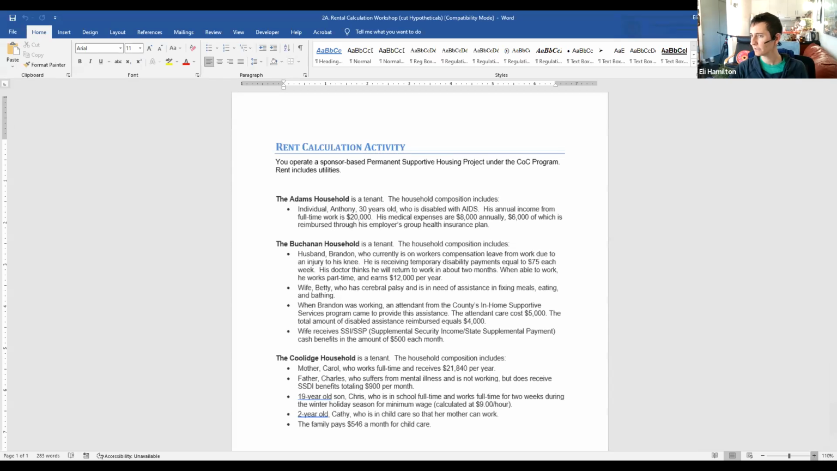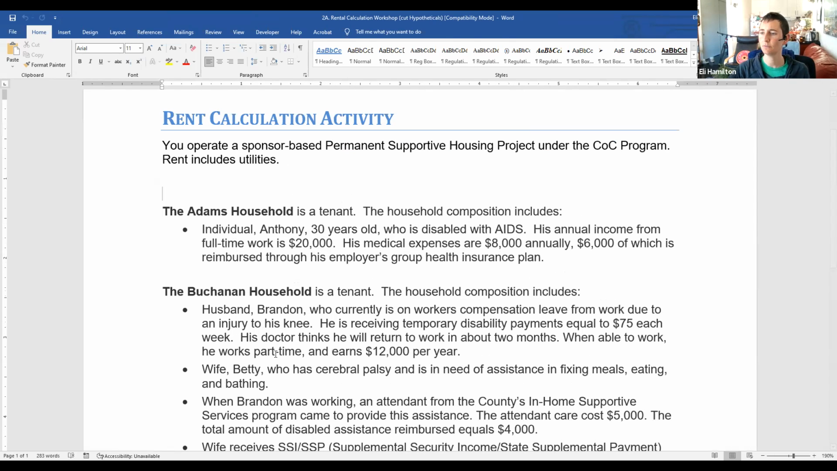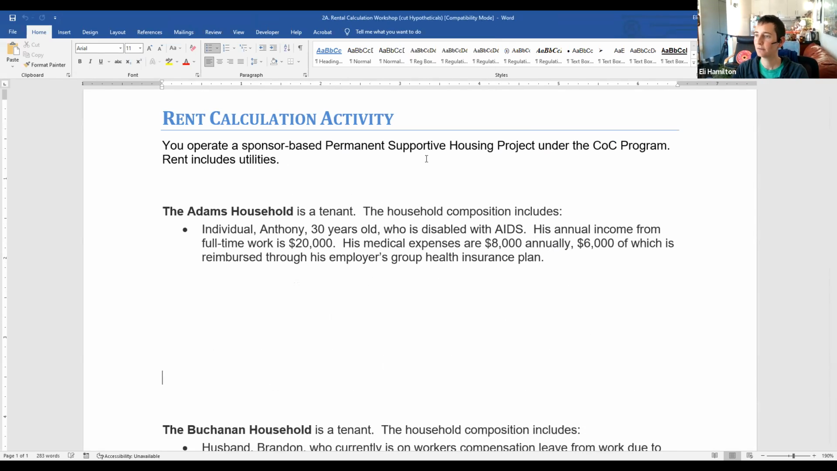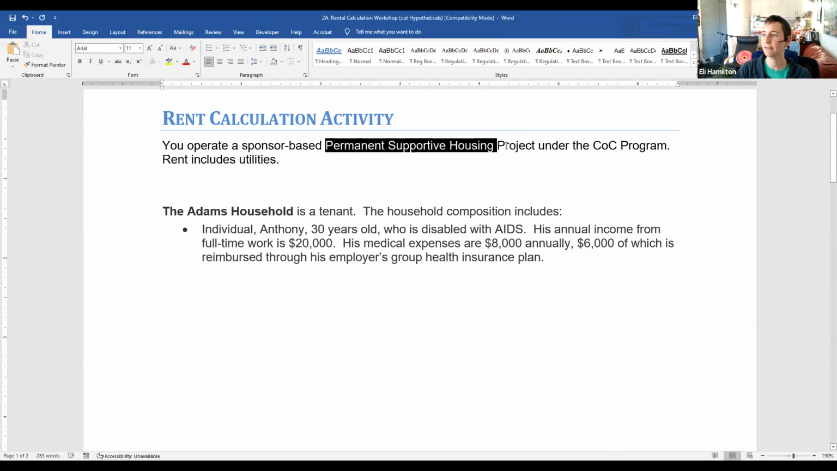All right, Nicole, can you tell me if that's showing the rent calculation activity worksheet and if you can see it and read it? Yes, I'm seeing you operate a sponsor-based permanent supportive housing project. That's it. Perfect. Okay. So this hypothetical participant is this first hypothetical here, the Adams household. We're pretending that we are in a permanent supportive housing project that is COC funded.